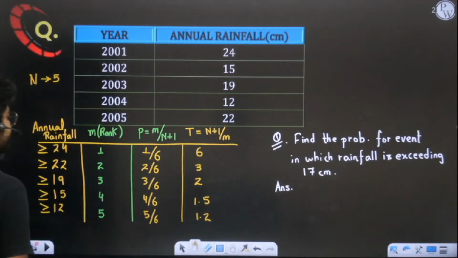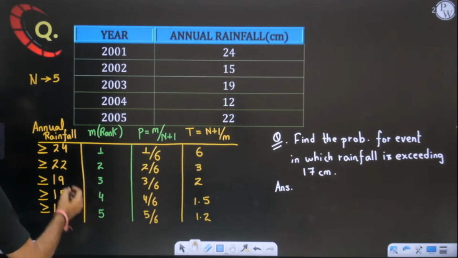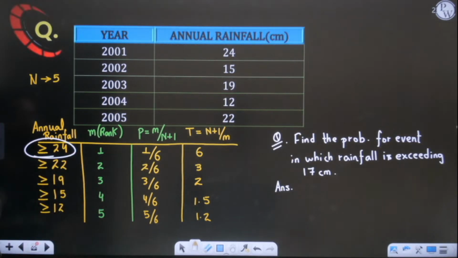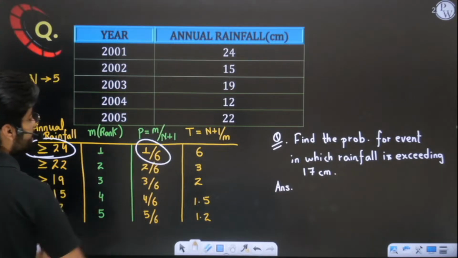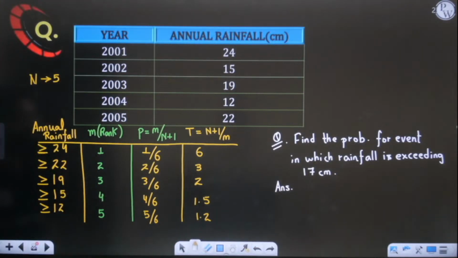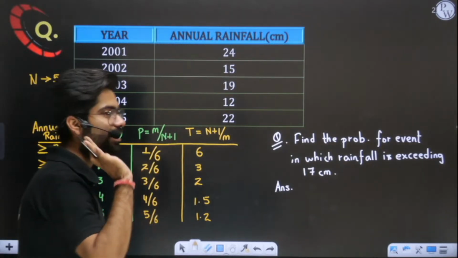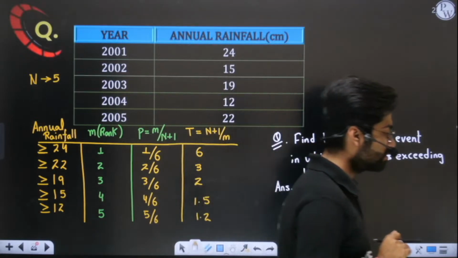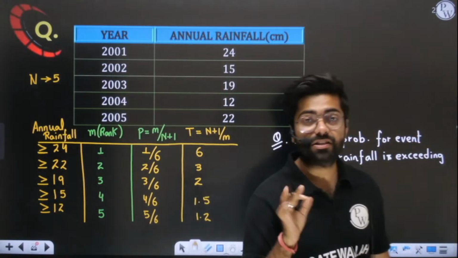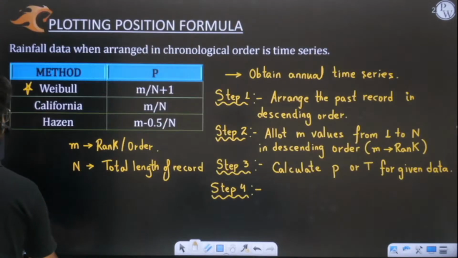Sir, 17 centimeter is not given in the table. Sir, if you would have asked what will be the probability if rainfall is exceeding 24 centimeter, I would have directly answered that it will be 1 by 6. Yes or no? Okay, 24, 22, 19, 15, 12, I would have answered directly because that data is given to me in the table. But this data is not given to me in the table. So now how will you answer it? How will you find the probability of any kind of event? This was the ultimate goal.